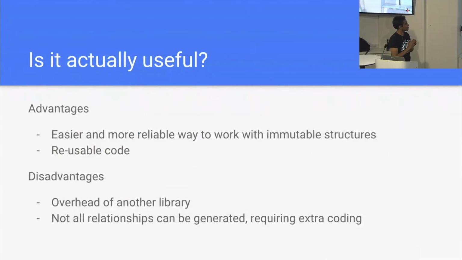So whether it's actually useful, we kind of discussed that. There's advantages in that it's an easier and more reliable way to work with immutable data structures. You're less likely to have errors with it. It results in reusable code, which is always an advantage. Disadvantages are that you do need to pull in another library to use something like this. I mean, you could kind of hand code these, I suppose, but it helps. And while we could generate the relationships on the case classes for lenses, not all of them can be generated, and some of them you have to kind of explain how to get from one state to the other, which requires more coding.